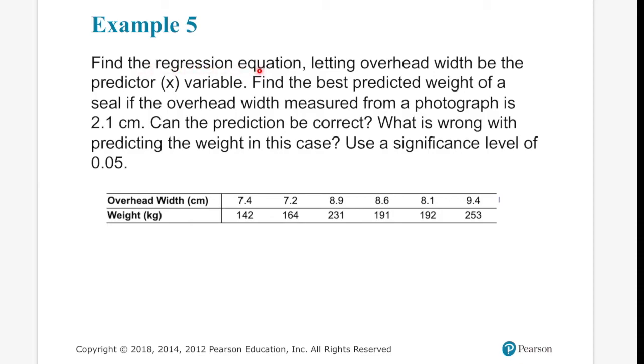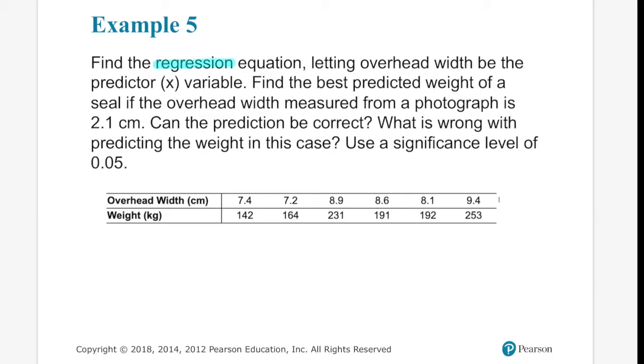Example 5. Find the regression equation, letting the overhead width be the predictor x variable. Find the best predicted weight of a silt if the overhead width measured from a photograph is 2.1 centimeters. Can the prediction be correct? What is wrong with predicting the weight in this case?